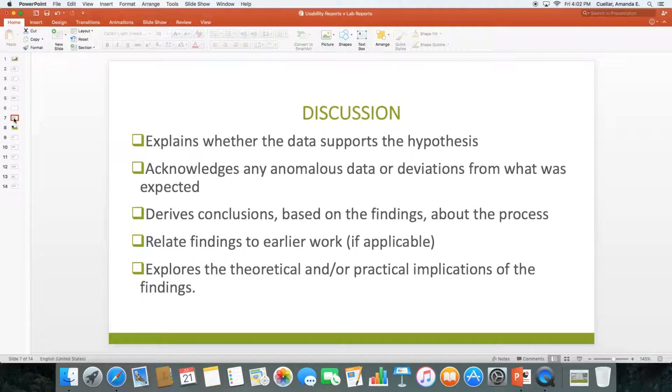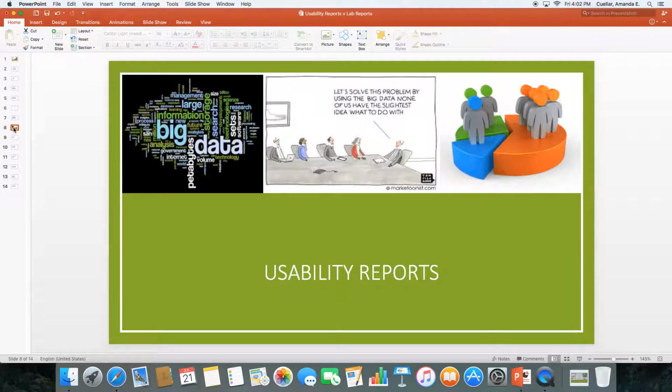Okay, so now that we have covered the major components of lab reports, let's focus on how they relate to usability reports, specifically the usability report you are going to complete for assignment 4.2. After you conduct your usability test, you will have a pile of data. In a similar way that a lab report shares the findings of an experiment or study, your usability report will share your data to your client to help improve the design of their website.